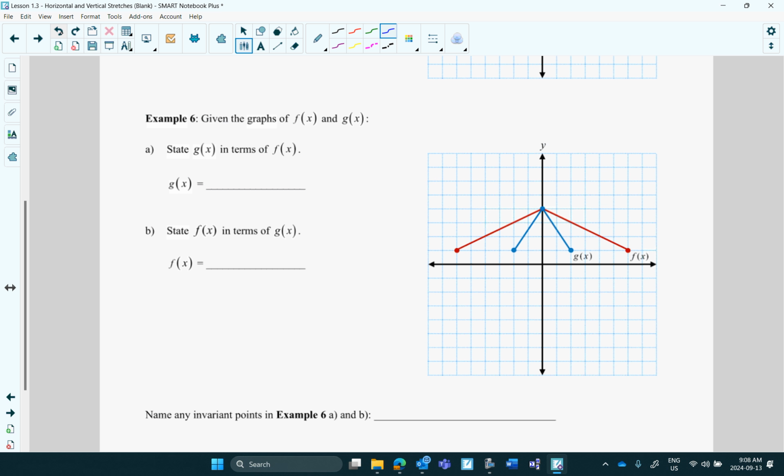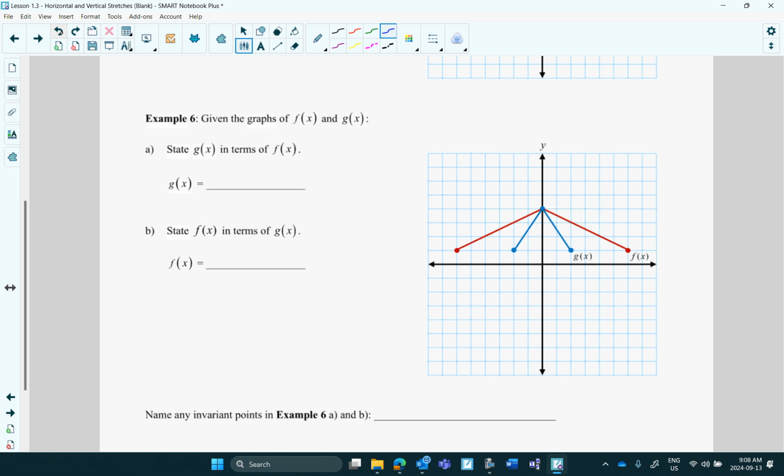So we are asked here, state g of x, the new one, in terms of f of x, the original. Okay, so think of g is new, f is the original. So the red is the original, the g is what happened when we transformed it. And clearly there's no vertical stretch going on. There's no shifting going on. It's being stretched horizontally, it's actually being compressed in.